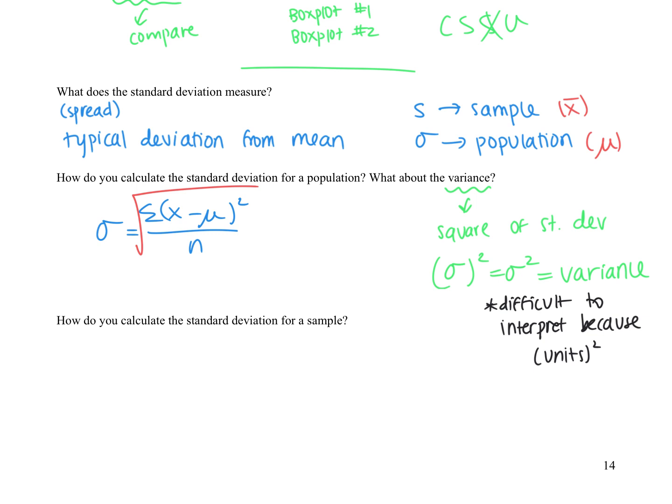When we start taking standard deviation for a sample instead, there's one big thing that changes. Because it's a sample and not the population, first of all, we don't have mu, the population mean. We have a sample mean instead. And then we divide by n minus 1 instead of n.